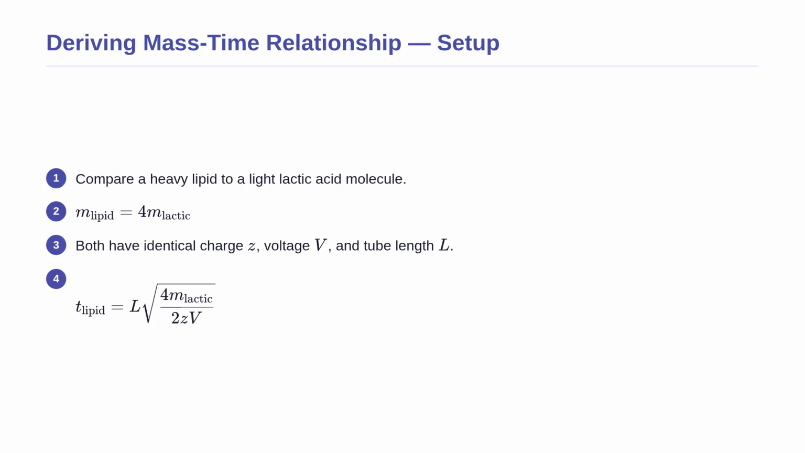Now that we have used this formula numerically, let us understand a deeper relationship it reveals. Suppose a researcher is comparing a heavy lipid molecule to a lighter lactic acid molecule. We are given that the heavy lipid has exactly 4 times the mass of the lactic acid. Both molecules experience the exact same charge, voltage, and tube length.